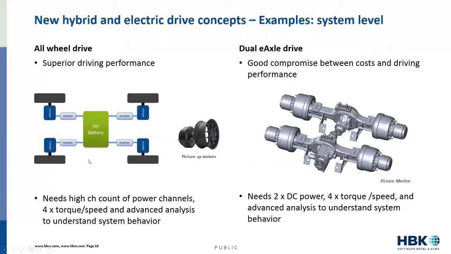In the case of an all-wheel drive, you've got 4 inverters and motors that are all operating independently. So to be able to look at the driving behavior or how that system operates as a whole, you've got to have a high channel count and 4 torque and speed channels, in addition to some pretty advanced analysis. A dual e-axle drive, such as you find in the Tesla 3, has 2 e-axles that operate independently, one in the front and one in the back, and that has some unique testing requirements as well.